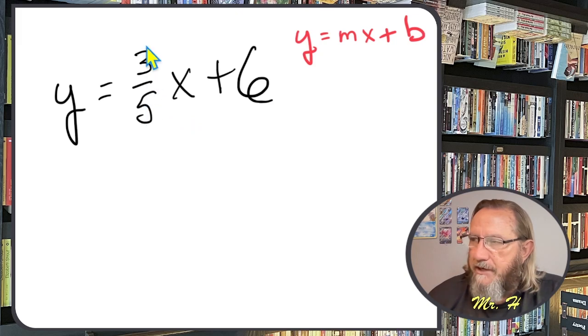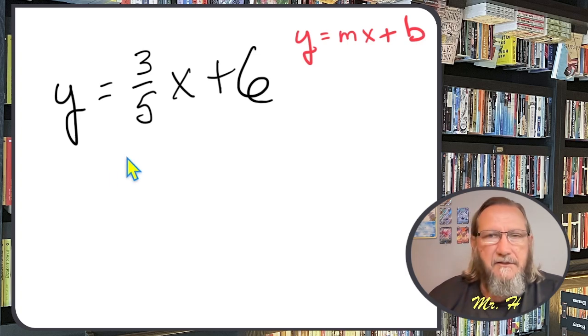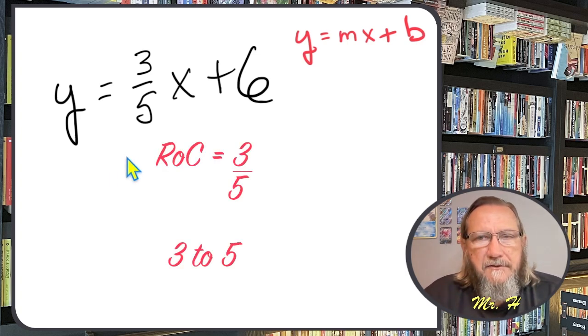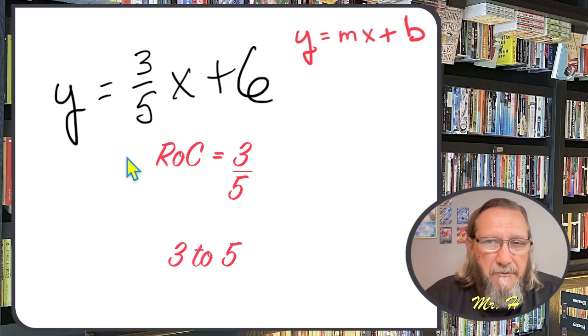Well, that's this fraction right here, 3/5. So the ROC of this is going to be 3/5. That doesn't take much work at all. Okay, so anytime you're in slope-intercept form, you can just read the problem and figure out what the slope is and know that that's your ROC.